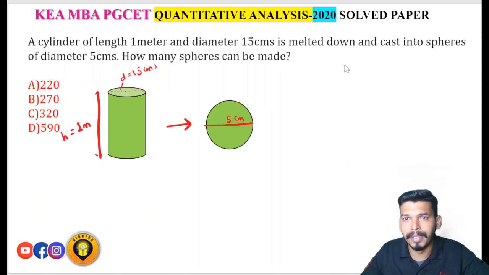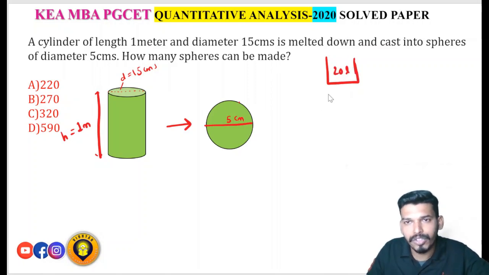For example, let's say there is a 20 liter can. You have to fill this liquid in 2 liter bottles. How many bottles are required to fill the whole liquid?